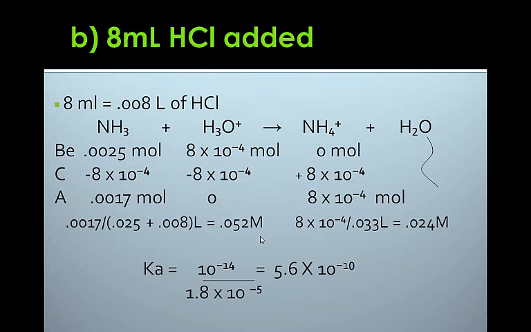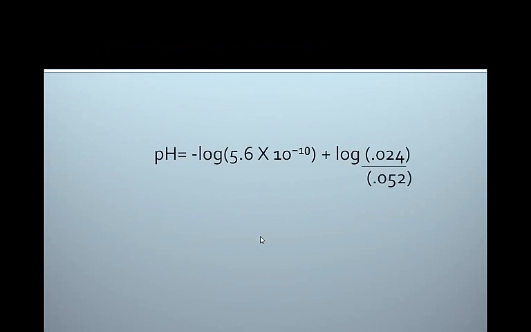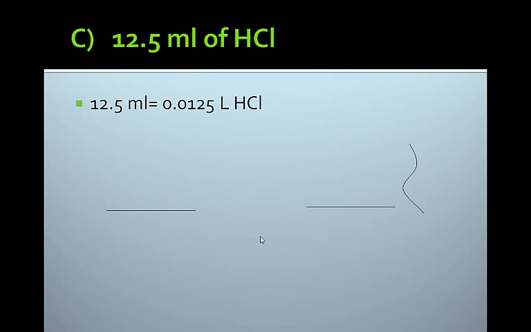And we are going to plug in those concentrations into the Henderson-Hasselbalch equation later, but for now we have to find the Ka still. So we take the Kb and plug it in, and we get 10 to the negative 14 over 1.8 times 10 to the negative 5 equals 5.6 times 10 to the negative 10. And then we plug it into the Henderson-Hasselbalch equation. So pH equals negative log of 5.6 times 10 to the negative 10 plus log of 0.024 divided by 0.052. And you get your pH of 9.59.